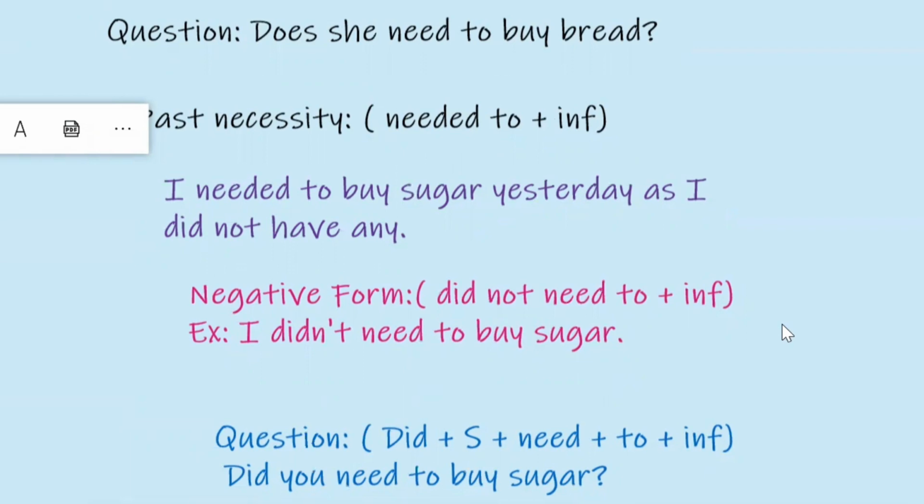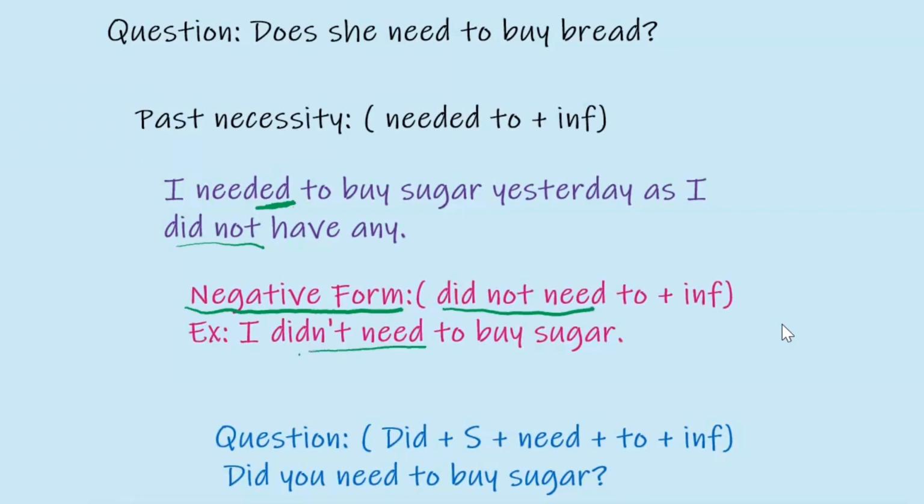And if we change into the past necessity, or the past symbol of the need, it will be needed. Like when I say, for example, I needed to buy sugar yesterday. I needed, past symbol verb, final ed, to buy some sugar yesterday as I didn't have any. With the negative form, didn't need, because this is in the past symbol, did not need plus to plus the infinitive form. So I didn't need to buy.